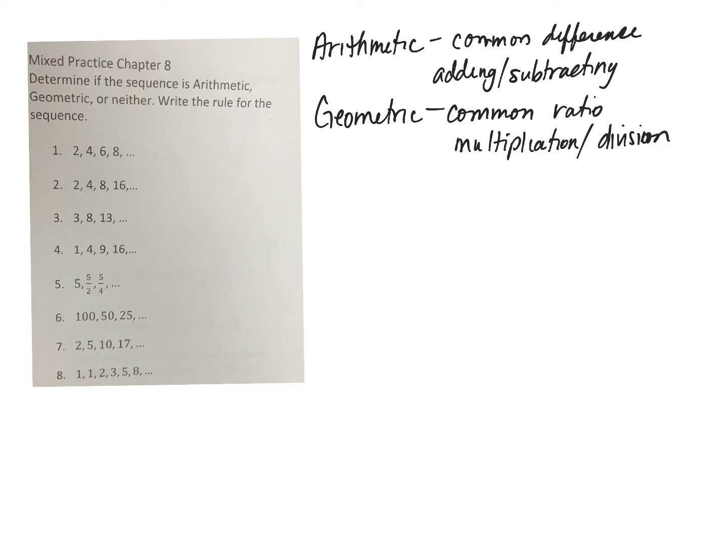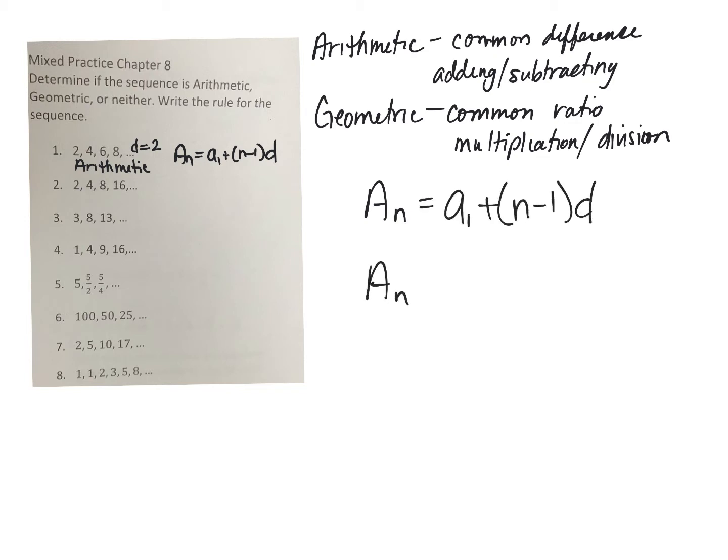So if we look at number 1, 2, 4, 6, 8, the pattern is plus 2, plus 2, plus 2. So we have a common difference of 2, which makes it arithmetic. And our equation is an equals a1 plus n minus 1 times d. This is our arithmetic. And our geometric equation is a1 times r to the n minus 1 power.